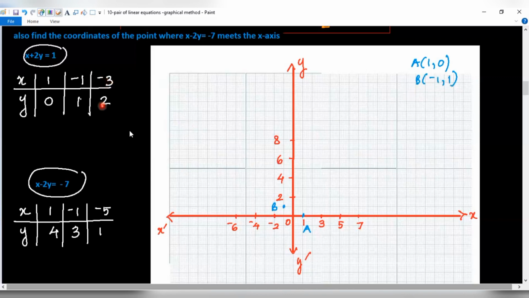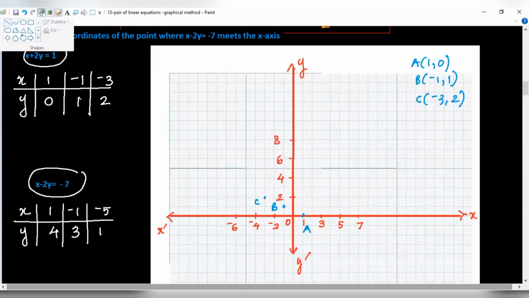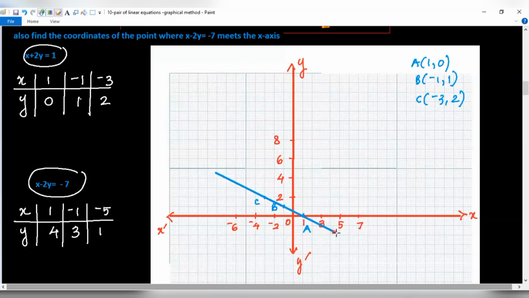Then minus 3, comma 2. Minus 3 is here, in between minus 2 and minus 4. So it is -3, then 2. So this is the required point. So we'll take it as C. C is -3, comma 2. So this is the required line, graphical representation of the first equation given.